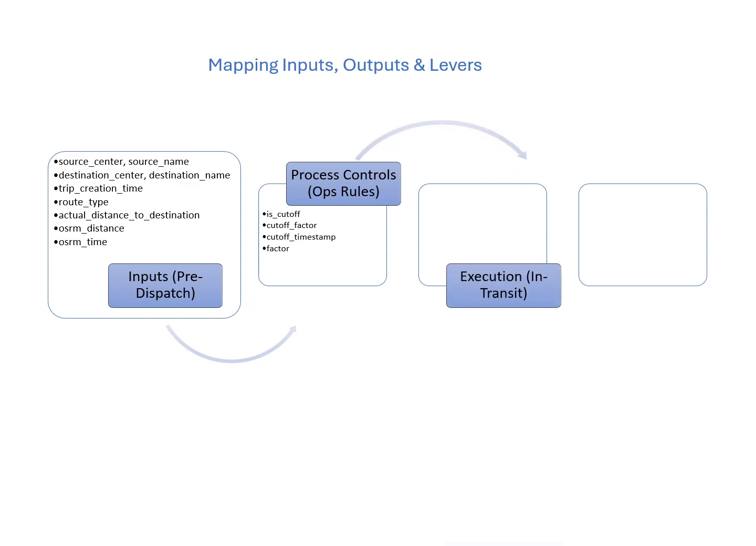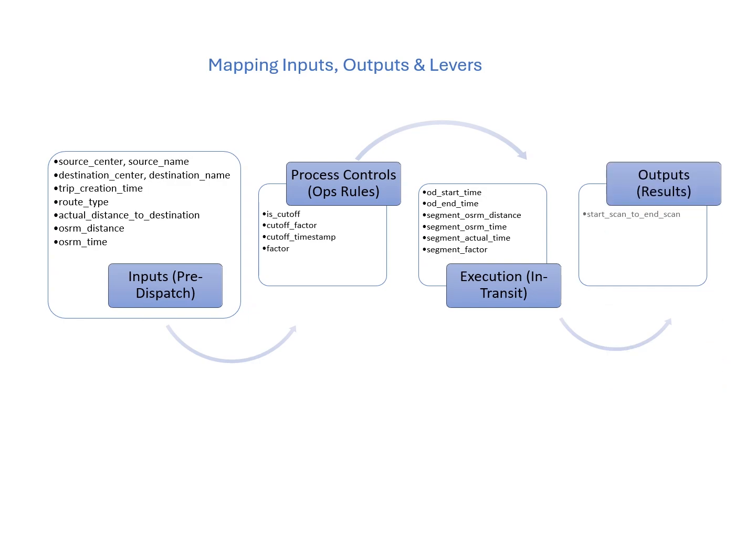Next is the execution or in transit variable. We have the OD start time, OD end time, segment OSRM distance, segment OSRM time, segment actual time, and segment factor. All this is going to set the context of what happened when the truck actually started to move. And all this variable ultimately affects start scan to end scan time and the actual time.